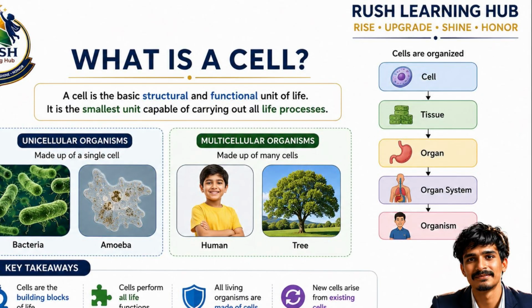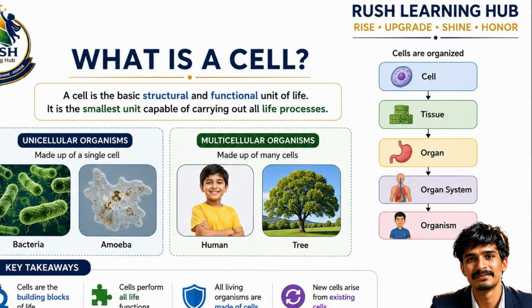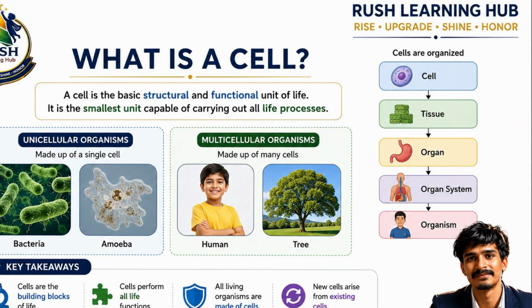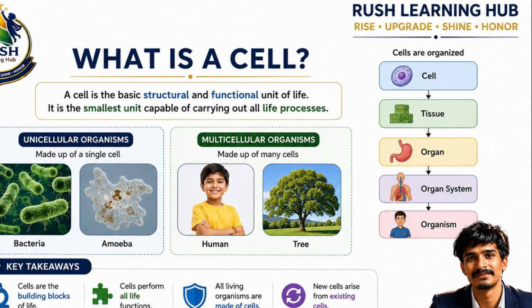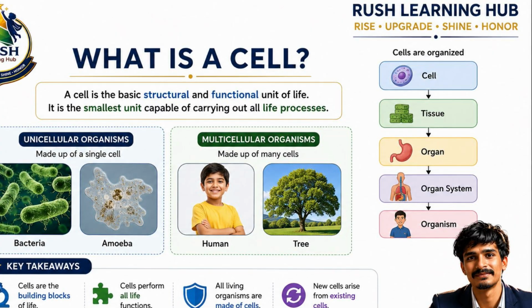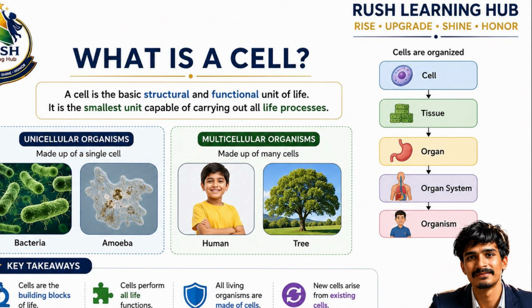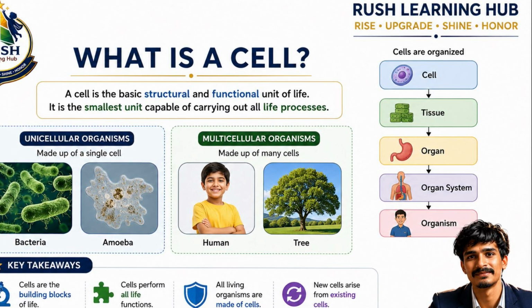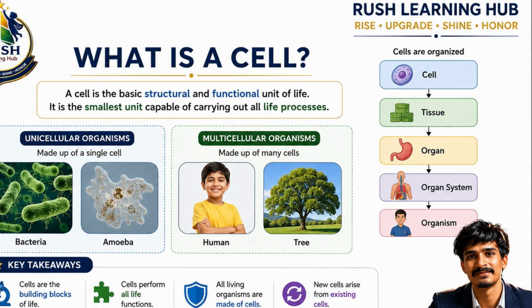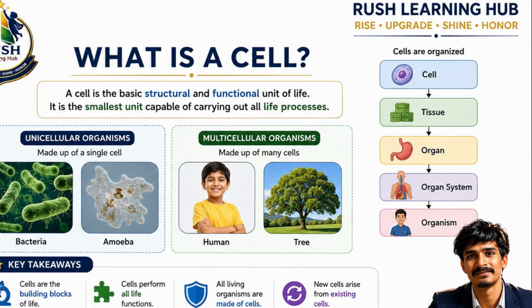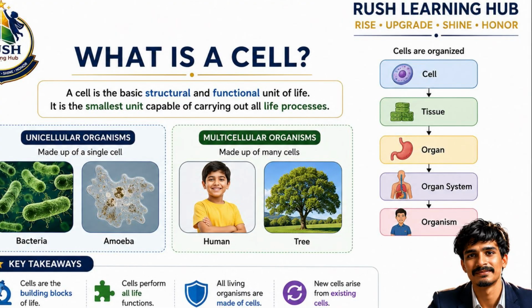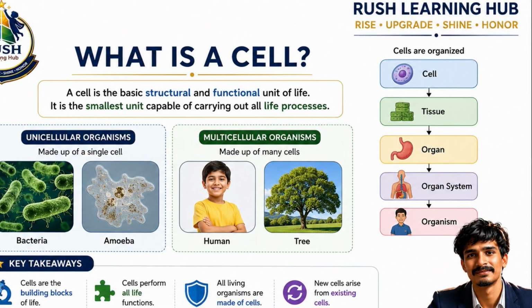For instance, the digestive system includes the mouth, stomach, intestine, liver, and pancreas. Finally, all organ systems work together to form a complete organism. Therefore, the organization of life follows a simple sequence: cell, tissue, organ system, organism. This hierarchy helps living organisms perform complex activities efficiently.